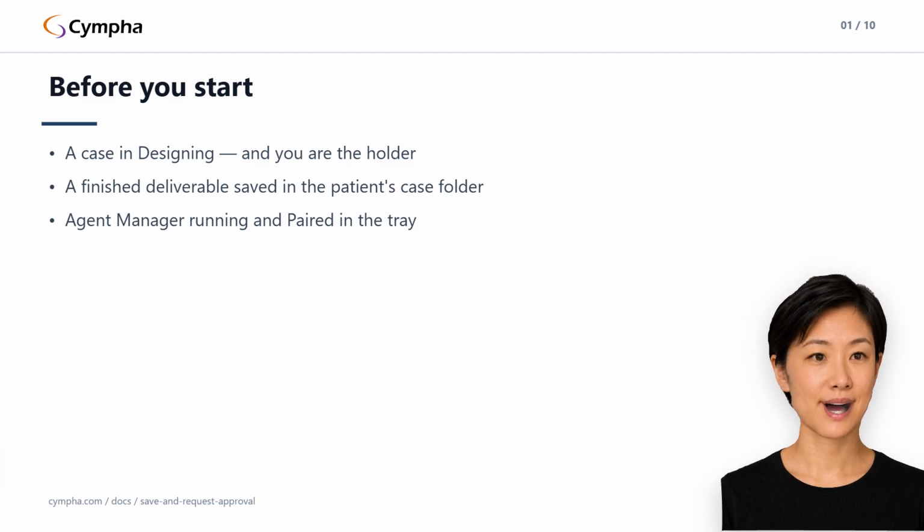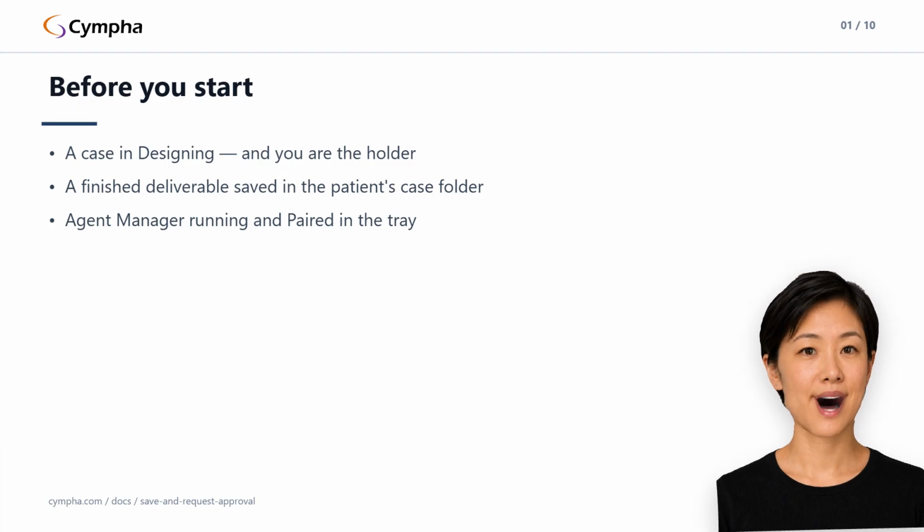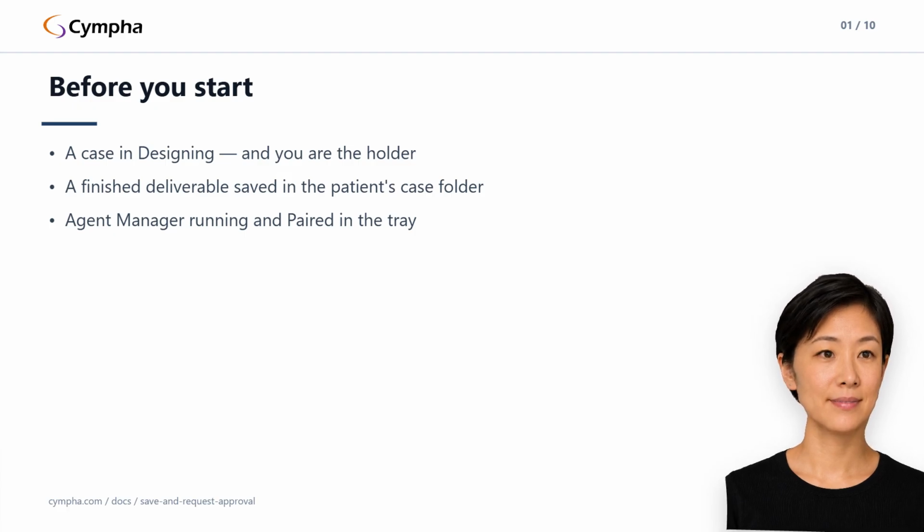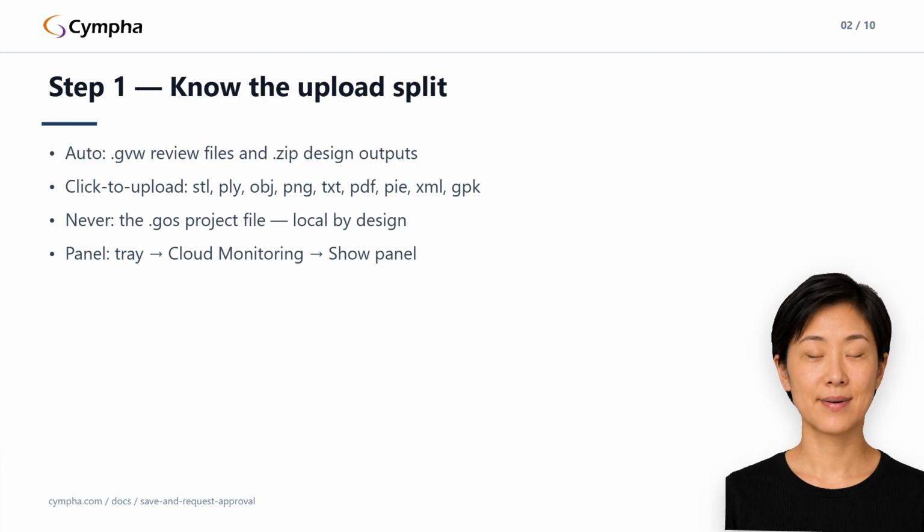Everything in this lecture hangs on one split. Export or save your deliverable into the patient's case subfolder under the workspace, the one named from the category, then the patient, the date, and the case number. The agent's cloud monitor is watching that folder, and what happens next depends entirely on the file type. Review files and zip design outputs upload automatically, no click needed. Most other types are offered for upload but wait for you.